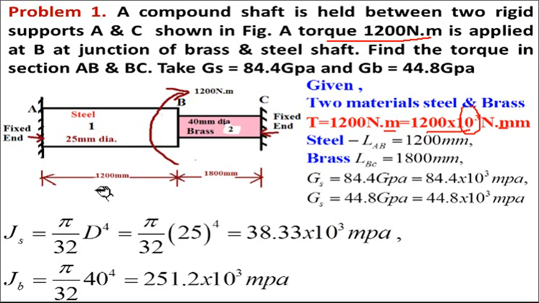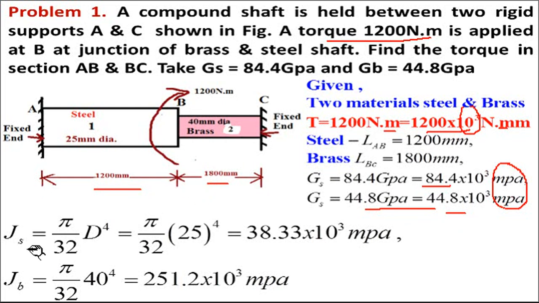Now the length of member AB is given as 1200, and the length of BC is given as 1800. The modulus of rigidity of both the materials is given in GPa, and you have to write it in MPa. MPa means megapascal, and megapascal means Newton per mm square. Instead of MPa, you can write this as Newton per mm square.